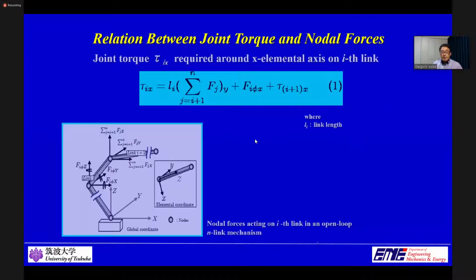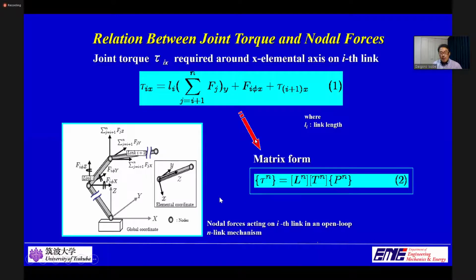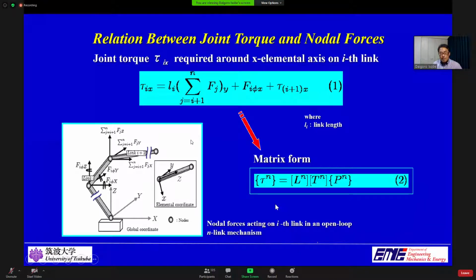This figure shows the nodal forces acting on the ith link in an n-link system. The joint torque tau ix required around x elemental axis on the ith link is determined by adding the moment generated by the nodal forces acting at the tip, the moment of inertia acting on this link, and the joint torque required around x elemental axis on the next link. By considering other components around the y and z axis and arranging them into global coordinates in a matrix form, the joint torque vector is expressed as this equation.